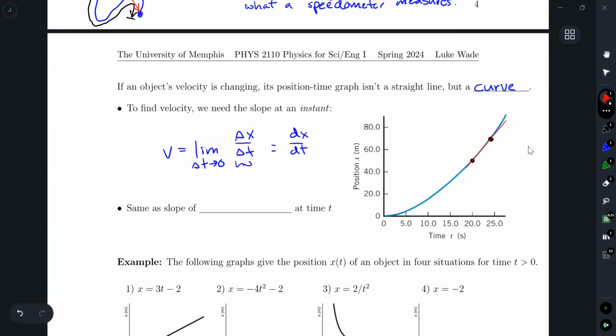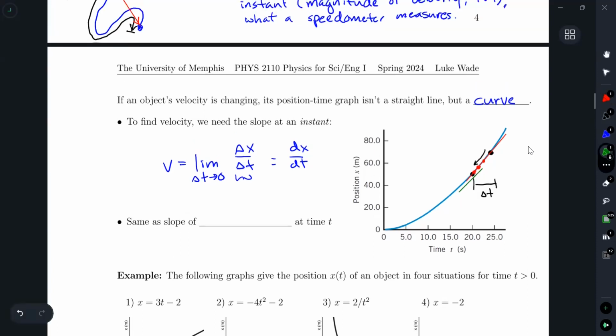You might remember this as your secant line between 2 points. But I want to shrink that time interval, so my delta t, down to 0. And as I do that, that second point gets closer and closer to the first one, and my time interval gets smaller and smaller. So I'm calculating the slope between all these intermediate points until eventually my second point overlaps with the first, and I'm finding the slope right at my point of interest. So I'm finding the slope right at 20 seconds.